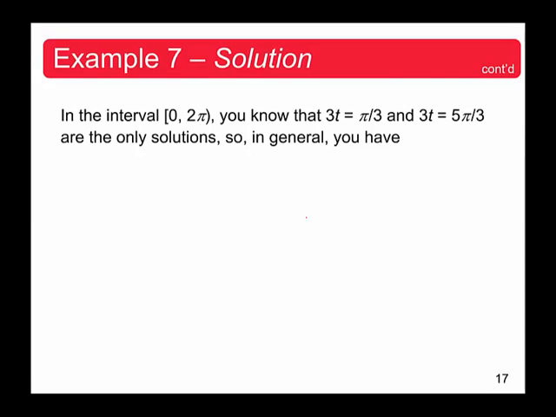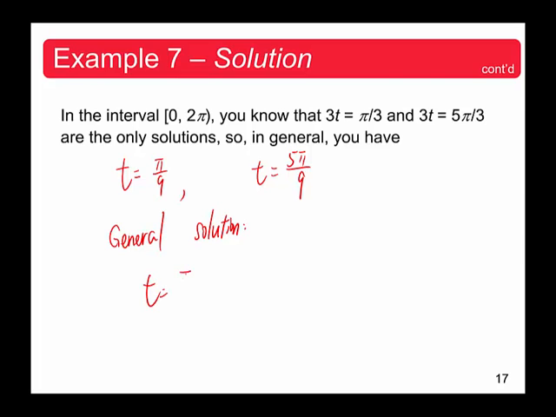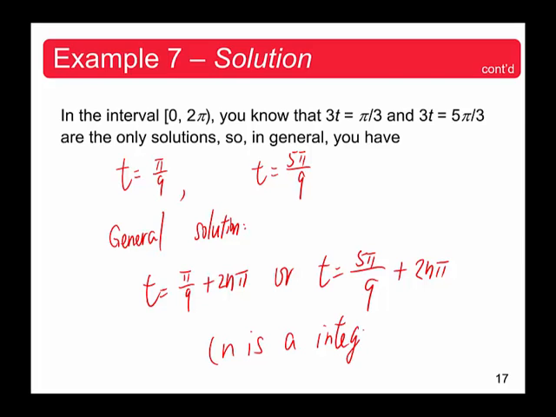Right, so t equals pi over 9, t equals 5 pi over 9. Well, so for the general solution, you're just adding 2n pi, right? So t equals pi over 9 plus 2n pi, or t equals 5 pi over 9 plus 2n pi. Here n is an integer. So this covers all the possible solutions here.